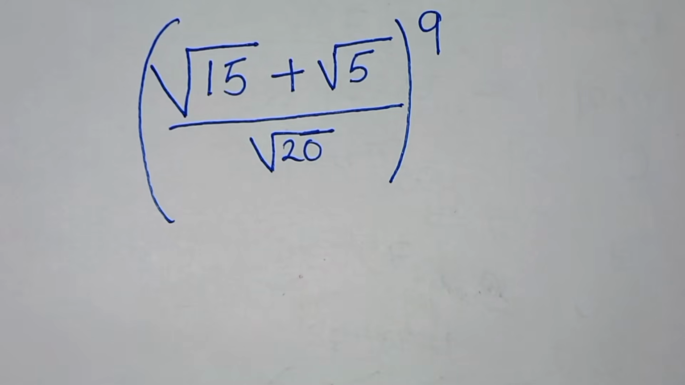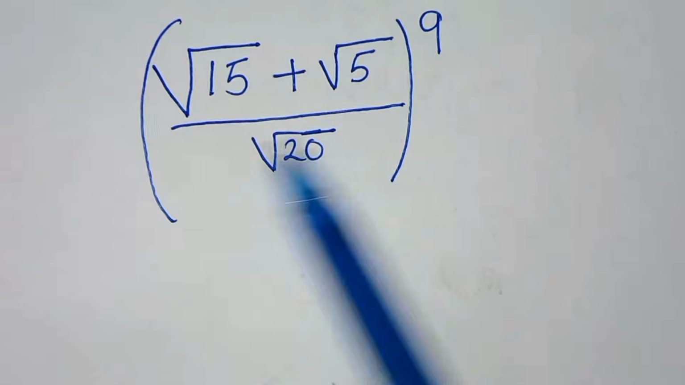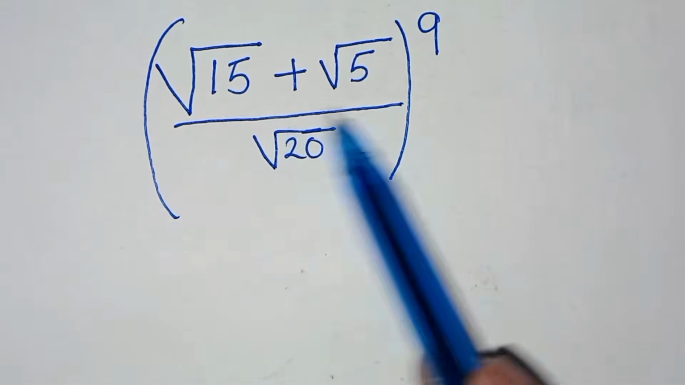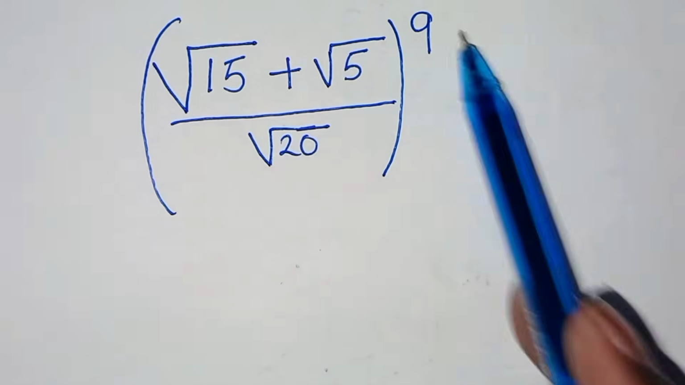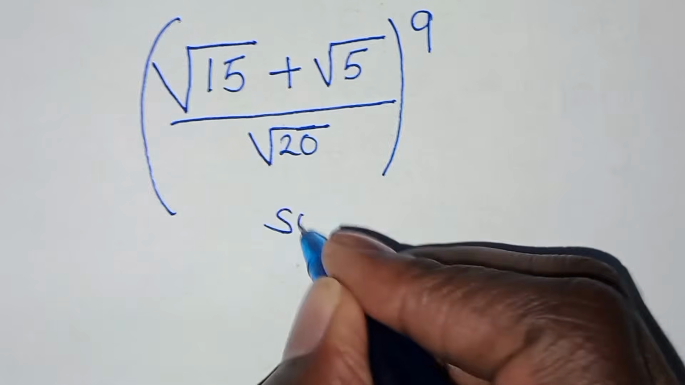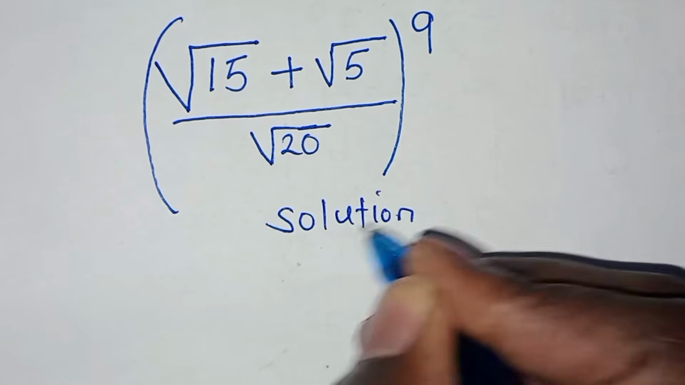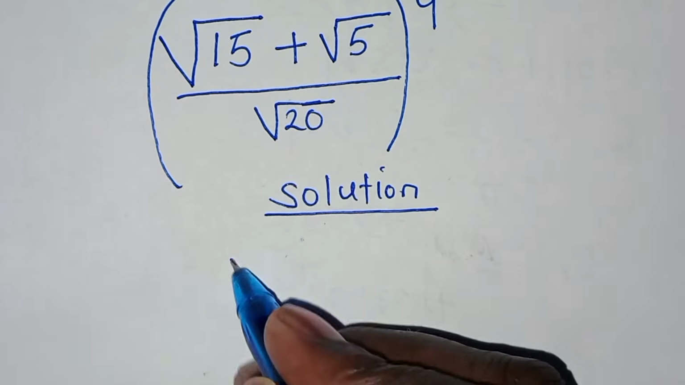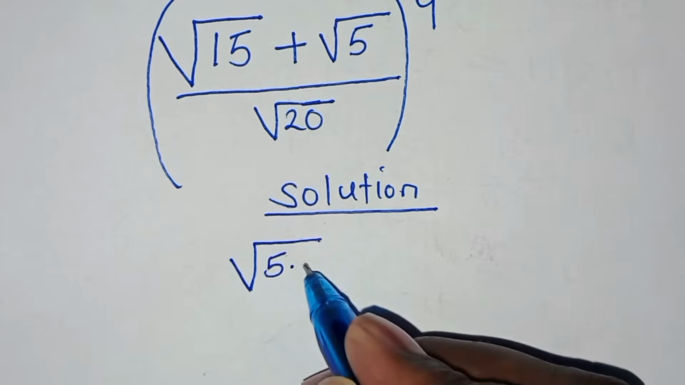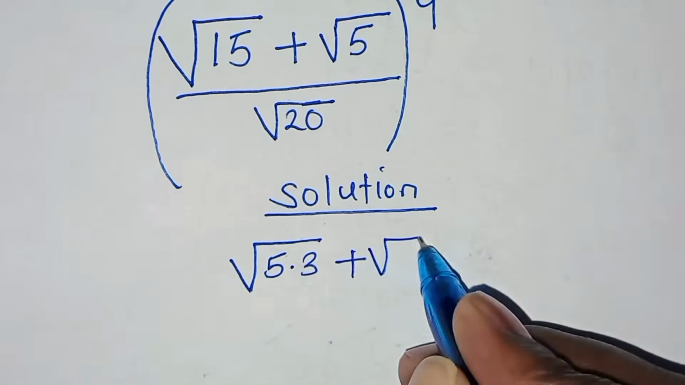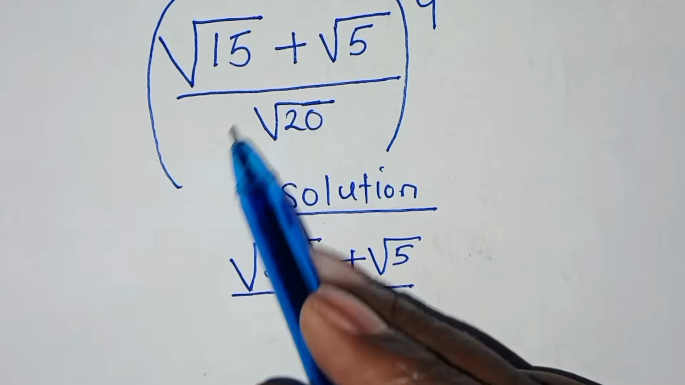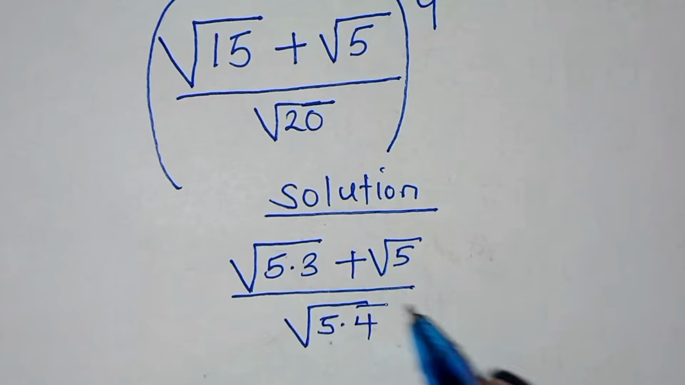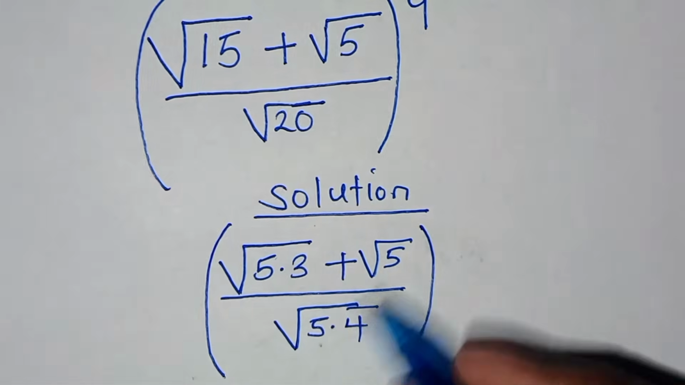Hello everyone, you're welcome to solve this nice square root problem, which is the square root of 15 plus square root of 5 divided by square root of 20, raised to power 9. Now, solution from here, we can express square root of 15 as square root of 5 times 3 plus square root of 5 divided by square root of 20, which we can express as square root of 5 times 4. All of this raised to power 9.